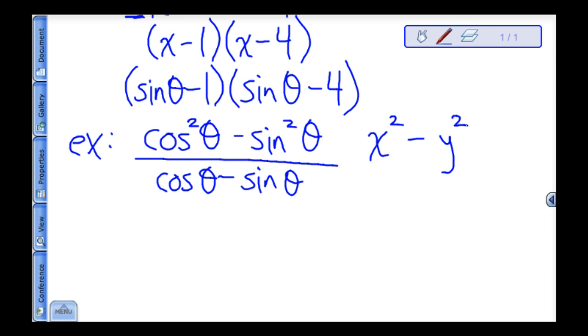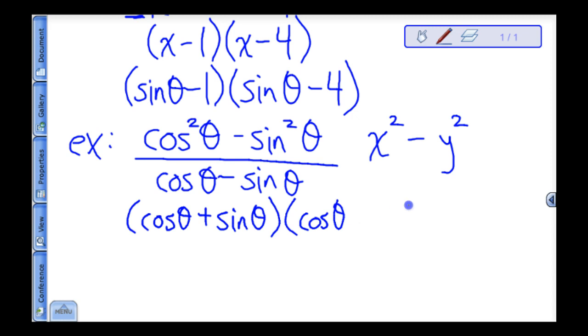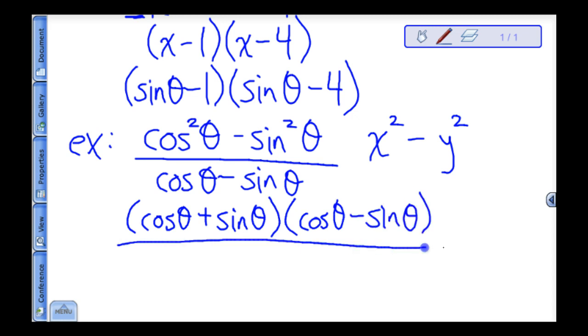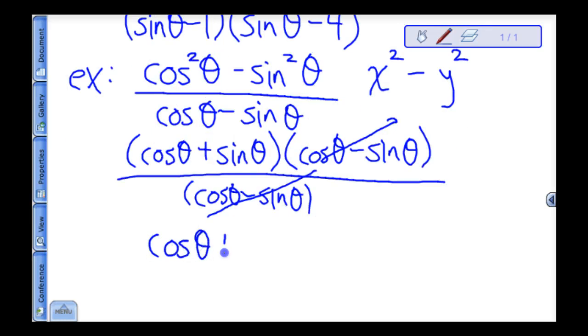So cosine squared theta minus sine squared theta, we can factor as a difference of squares, and that will make it cosine theta plus sine theta, times cosine theta minus sine theta. That's all over cosine theta minus sine theta, and since that's one set of things, two terms subtract from each other, and over here I have that exact same term, I can actually cancel them because those will be the same two numbers, and I'm left with a slightly simpler statement, or at least it has no denominator anymore, of cosine theta plus sine theta. So that will give you the exact same answer as this first expression up here.